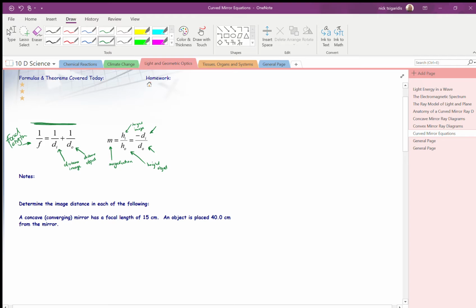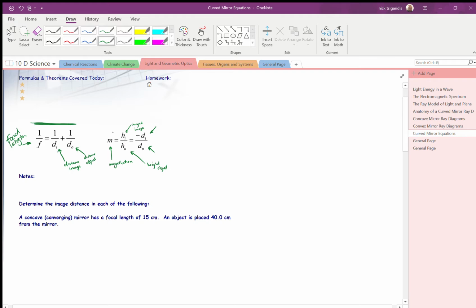And there's a second equation which actually has some hidden equations in it. So the second one is m, which is magnification, so how magnified is the object, which is equal to hi over ho, which is equal to negative di over do. So di and do are the same as the first equation, distance that the image is, distance that the object is. Hi and ho deal with the height. So how high is the image and how high is the object?